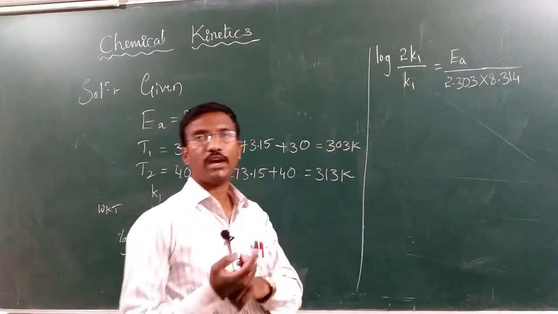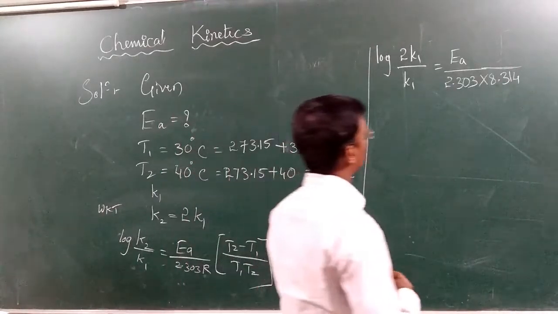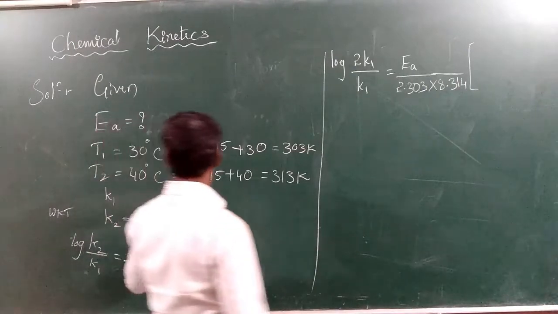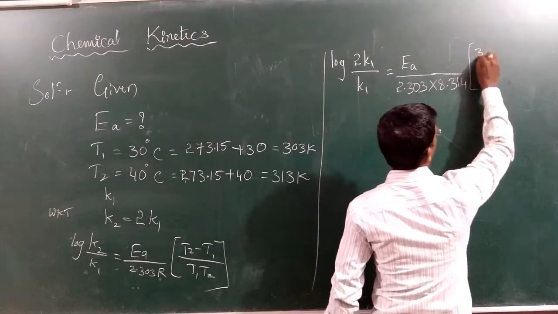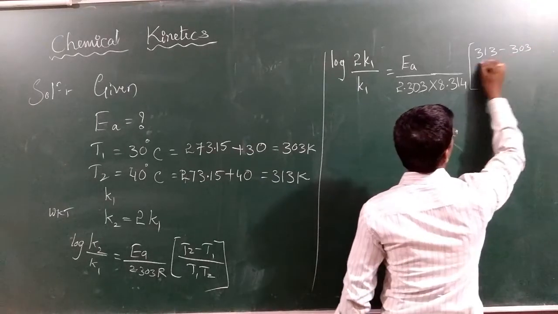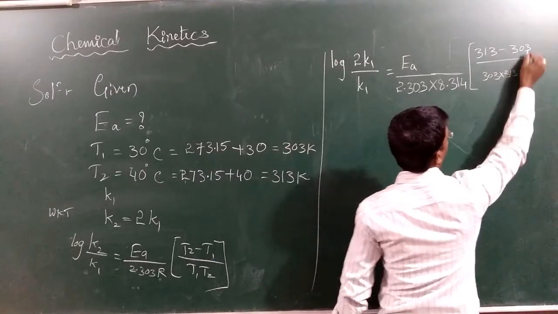In some chapters it may have some variation because it is the universal gas constant. I said in the last class also, once again I am reminding you. T2 minus T1: T2 is nothing but 313 minus T1 which is 303, divided by 303 into 313.